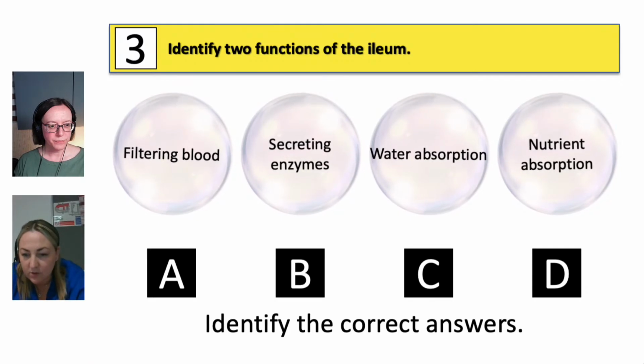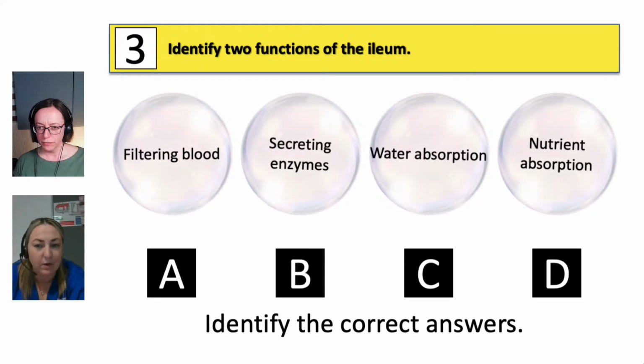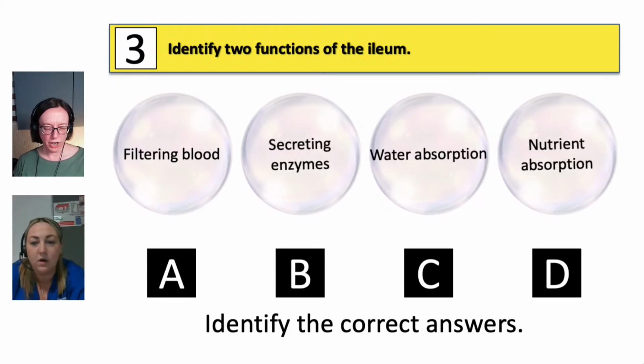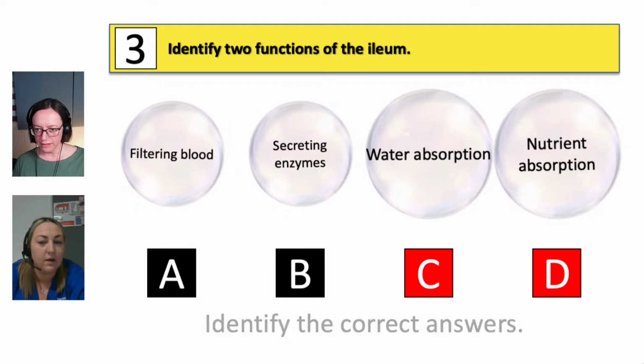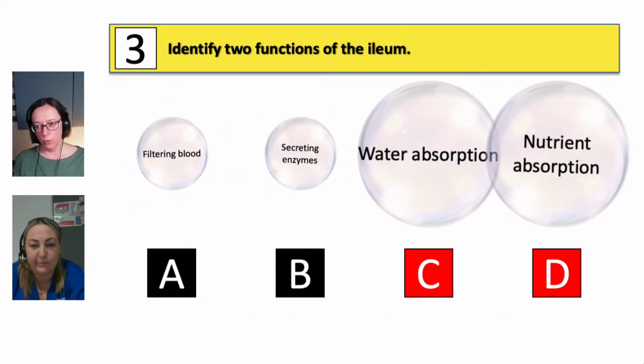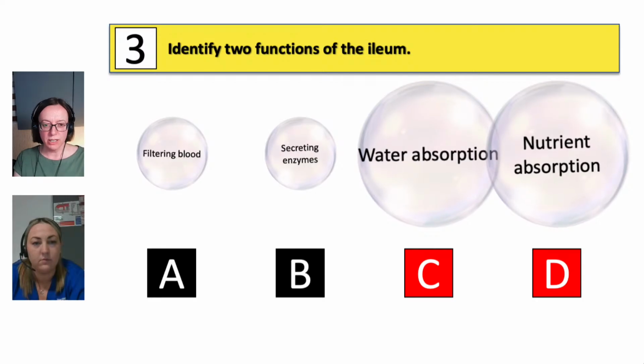Jacqueline has given us B and D, although I'm not sure if they were for the previous question, maybe. Possibly. Okay, let's have a look then. So it's actually where water and nutrients are absorbed from the food that you've eaten. So it doesn't filter blood, that's the kidneys. It doesn't secrete enzymes, that happens much further up in your digestive system. It's where water gets reabsorbed and the nutrients get absorbed out of the food that you have eaten.